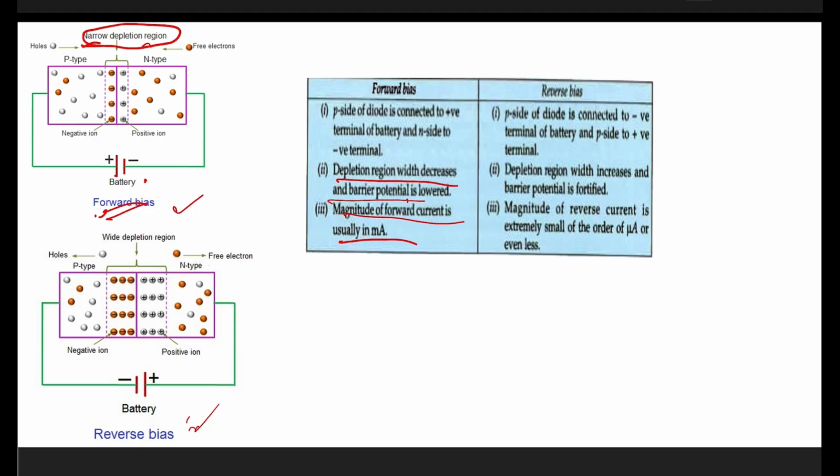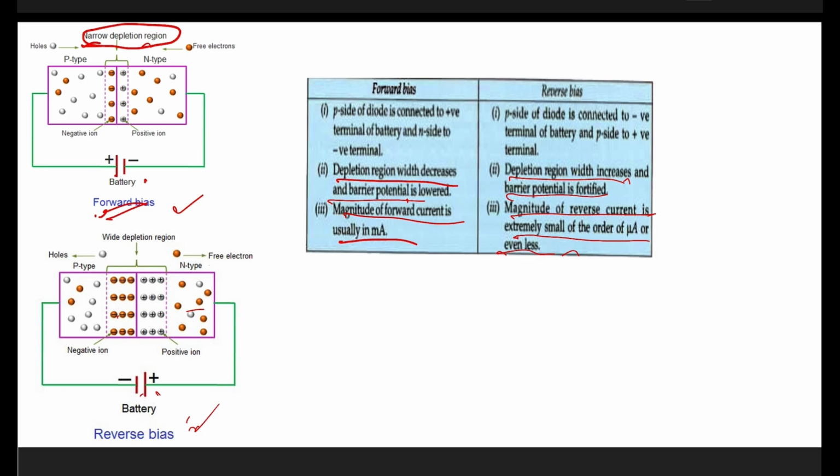In the case of reverse biased PN junction, you can see that the P-type material is connected to the negative terminal of the battery and the N-type region is connected to the positive terminal of the battery. Here the depletion region width will be increased and also the barrier potential will be increased. Also, very few charge carriers will be crossing the junction and recombination will be happening very little. So the magnitude of the reverse current will be extremely small, in the order of microampere range or less.